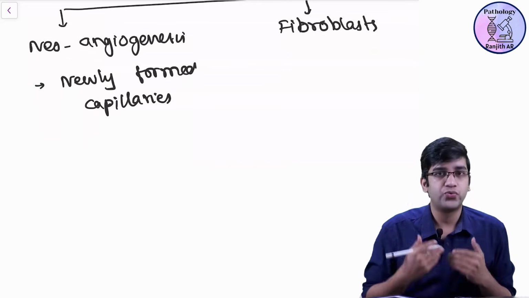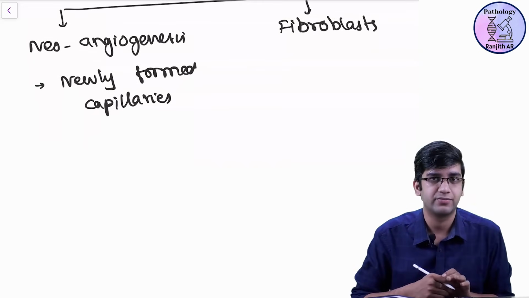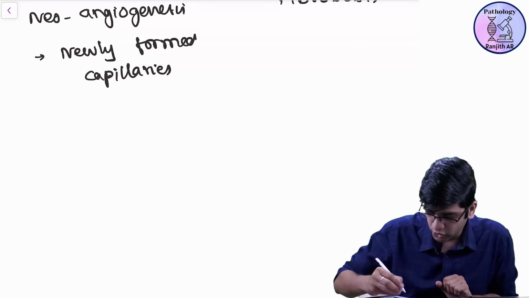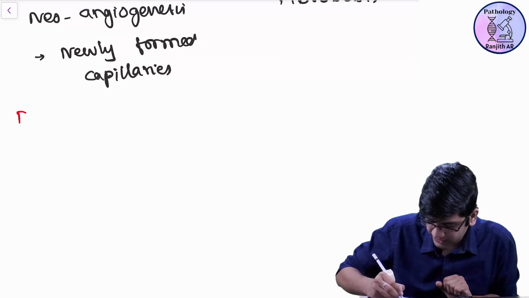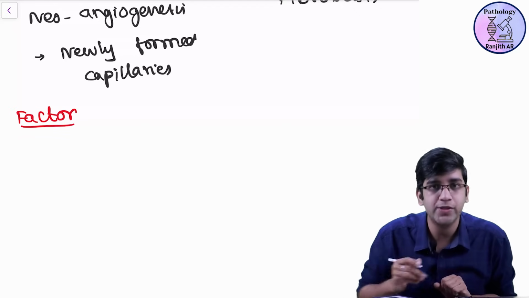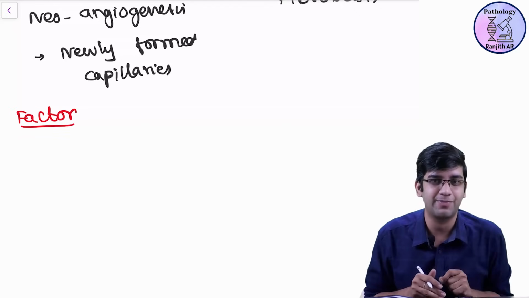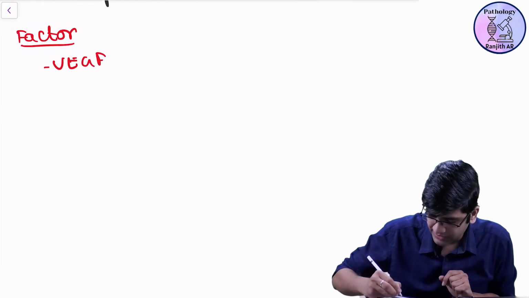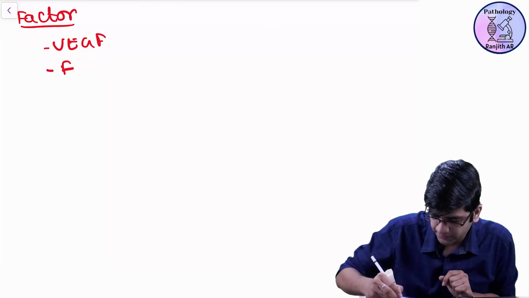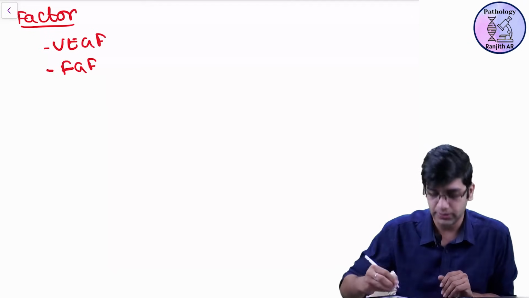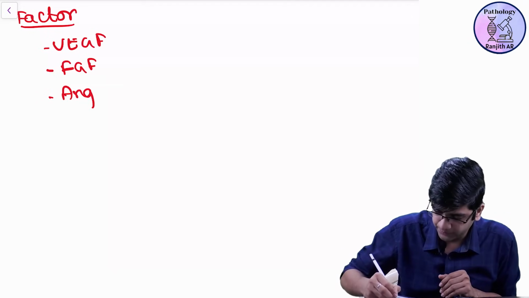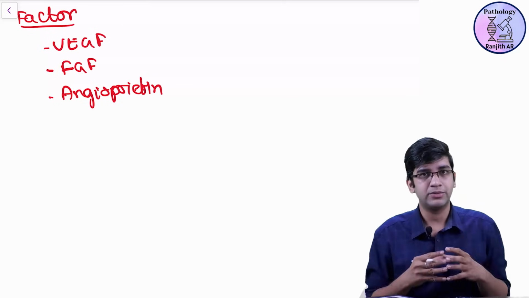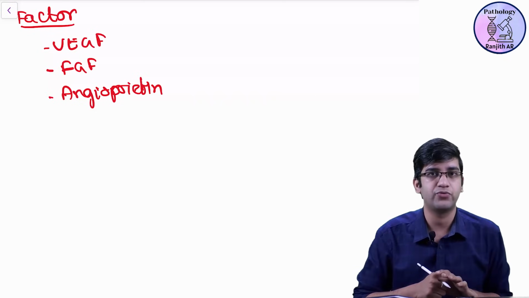For my capillaries to form, I need quite a few factors. The predominant one is my vascular endothelial growth factor. All these factors are produced by whom? Perfect, your M2 activated macrophages. It gives me VEGF, vascular endothelial growth factor. We have fibroblast growth factor, I'm writing FGF for fibroblast growth factor. We have angiopoietins. All these are going to help me in my granulation tissue formation.